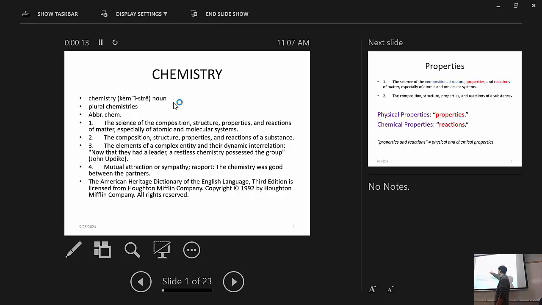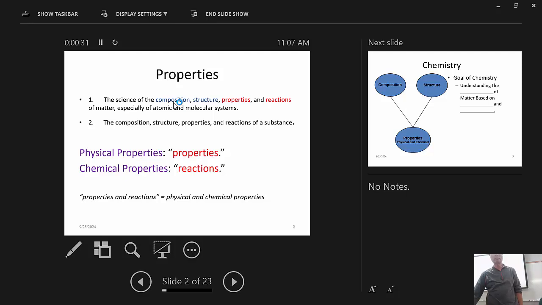Number 2, the composition, structure, properties, and reactions of a substance. This is chemistry. I just like to think the composition, structure, and properties of matter. This is from the American Heritage Dictionary. So this is a dictionary definition. Chemistry, I just took it from there.